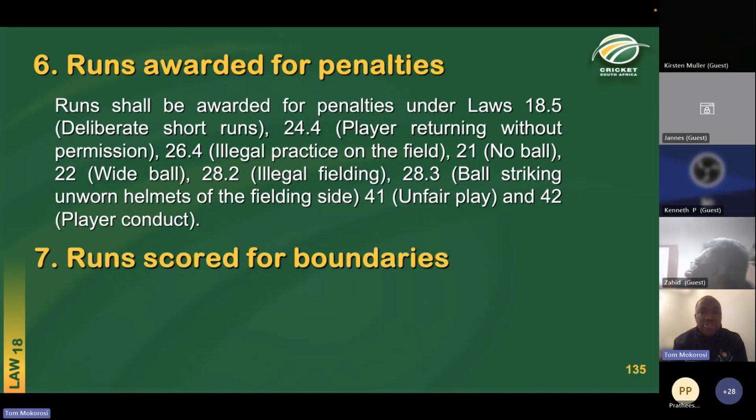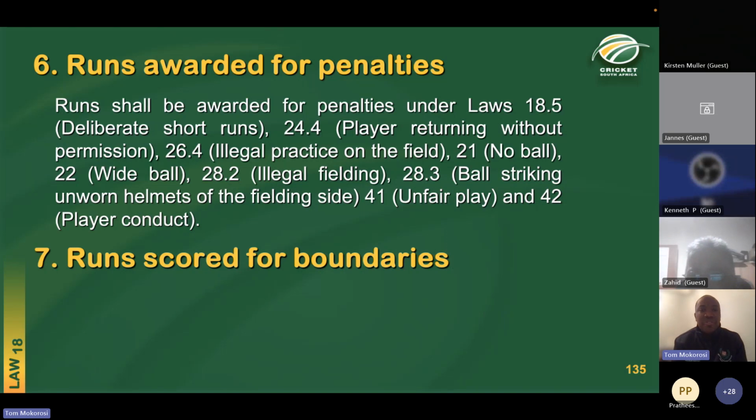Yesterday, we mentioned that if a player returns to the field without permission of the umpires and comes into contact with the ball, the ball becomes immediately dead, but we need to call and signal dead ball because not many players know this law. And then we call and signal 5 penalty runs to the batting side.